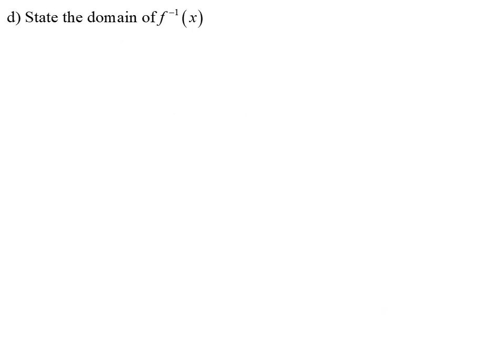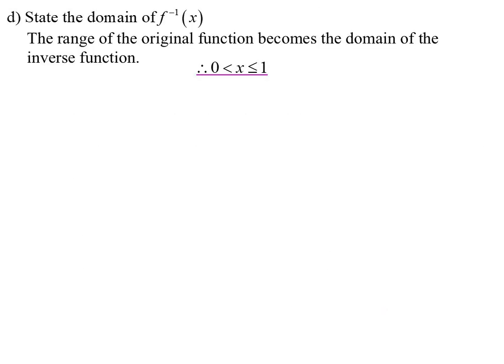State the domain. Okay, now the other way around. The range of the original function becomes the domain of the inverse. They gave me a graph, so there's not a lot to do other than look at the graph and see what the range of the original one was. I can read off that, but now that's going to become the domain. So x will be in between 0 and 1, but not including the 0, because the original function had that horizontal asymptote at 0.